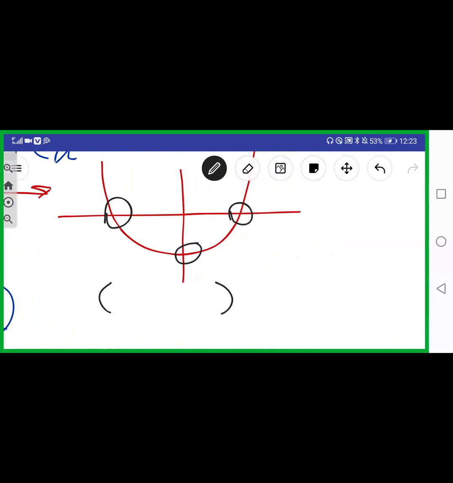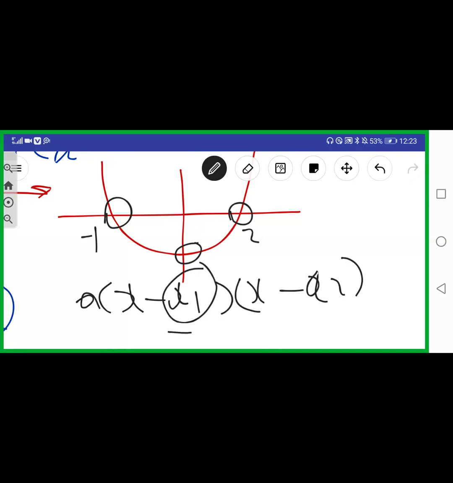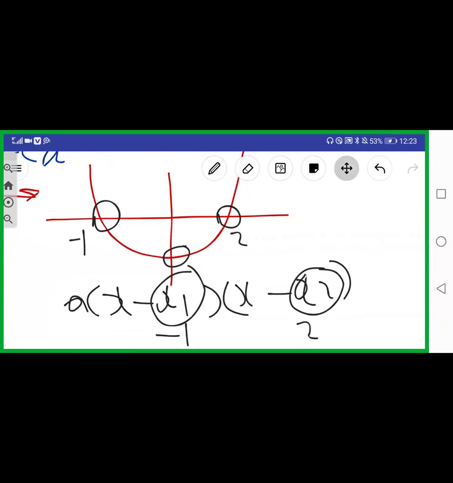This is when you open two brackets like that. This is your x minus x1, x minus x2 with your a. Then suppose this is -1 and this is 2. Your x1 will be -1. Your x2 will be 2. Right. And then in that case, you have to use the third formula.